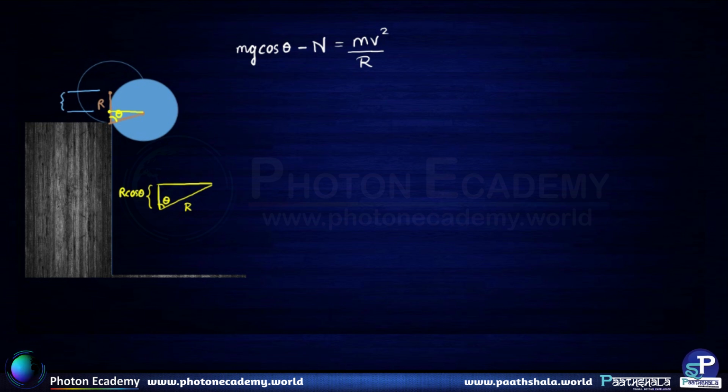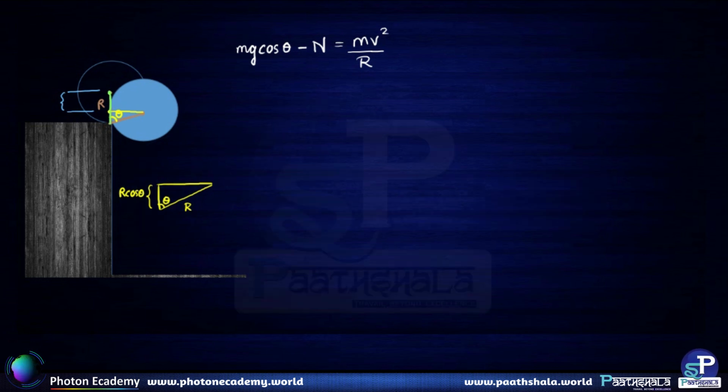This is the height dropped by the center of mass. So this is the total radius r. From this point to this point is the total radius r. Now the height dropped by the center of mass is nothing but r minus r cos theta. This is very easy to understand.